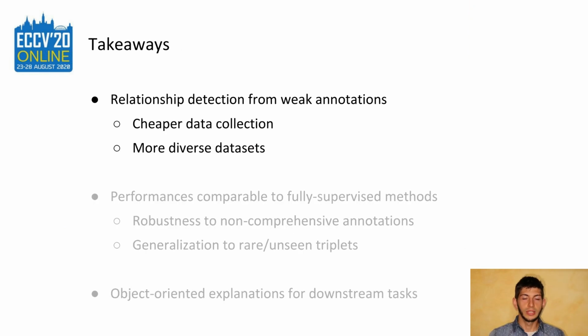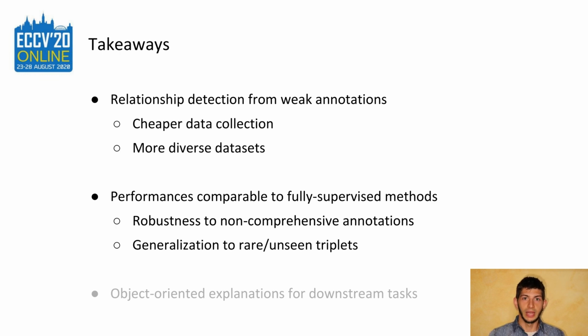In conclusion, our method is able to learn relationship detection from weak, image-level, predicate-only labels, while remaining competitive to fully and weakly supervised methods. On the one hand, this enabled a faster and cheaper data collection, since a single image search can yield many diverse examples of the same predicate. On the other hand, less specific and less comprehensive annotations seem to improve generalization to rare triplets. More generally, we demonstrate a case for object-oriented explanations as opposed to pixel-wise heatmaps, since the former are more intuitive for humans and more useful for downstream tasks.